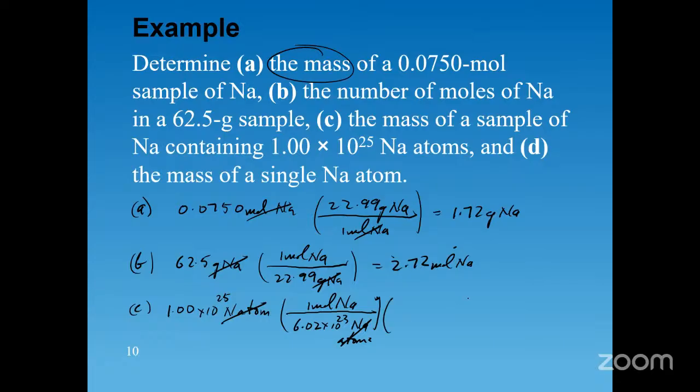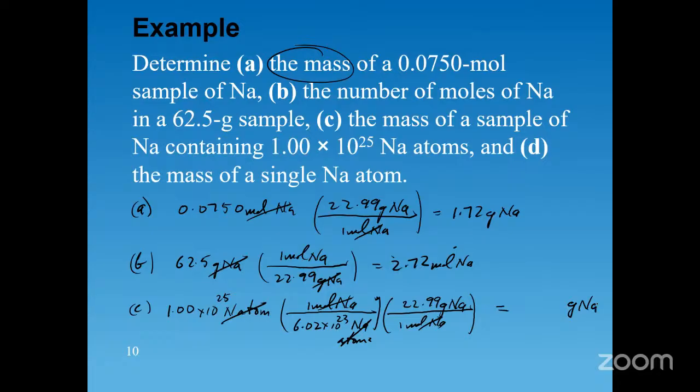But of course, we can't stop there because the question is not asking for the moles of sodium, it's asking for the mass. So that's where the molar mass comes in. And the way we represent that here in this conversion factor is that we put 22.99 grams of sodium above as the numerator and 1 mole of sodium below. And then that goes with that. So therefore, your final answer will be expressed in grams of sodium.